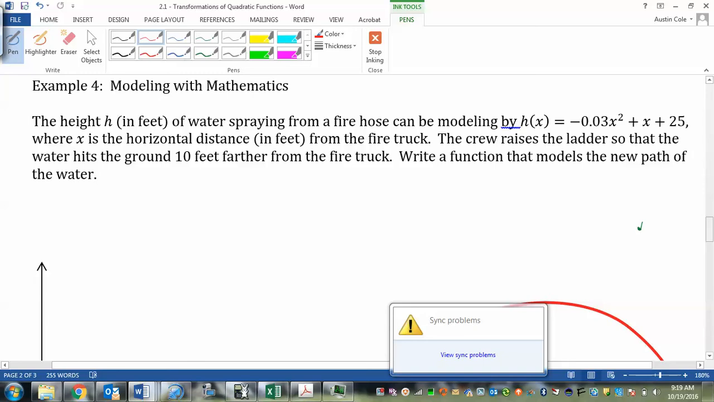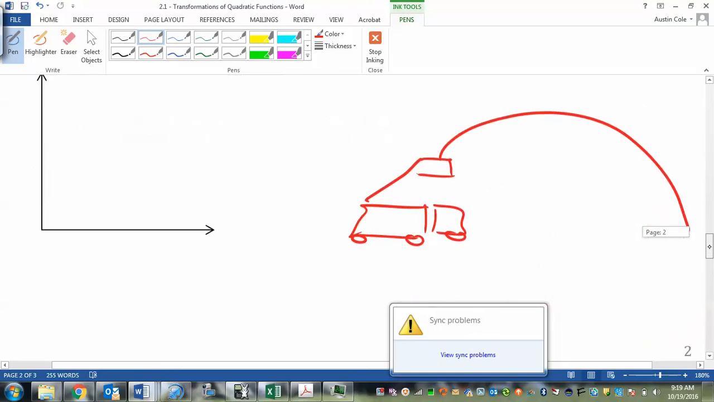It says the crew raises the ladder so the water hits the ground 10 feet farther from the fire truck. Okay, so here's my original picture. What they are going to do is raise the ladder up, so now it's going to fall 10 feet further.